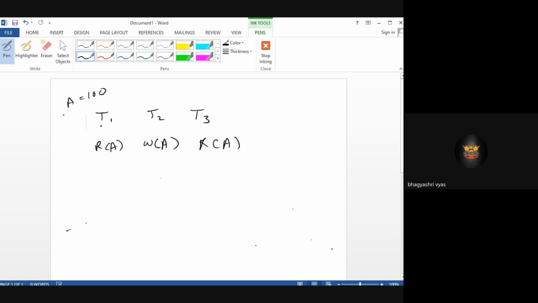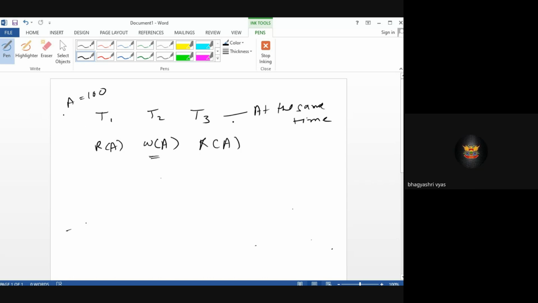According to concurrency, these three transactions are happening at the same time, right? So what was your question? I asked, if we update A in T2 and then read in T3, what would be the value? Would it be updated, or the same one that we initialized?